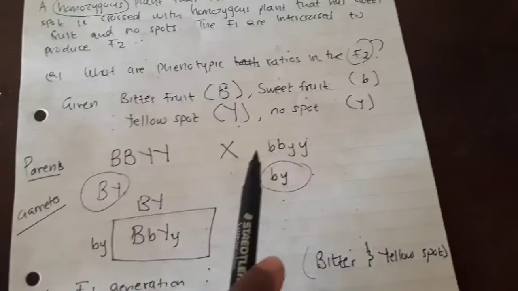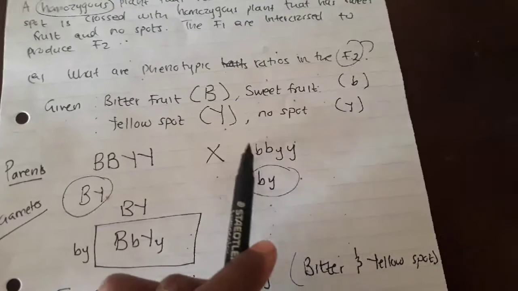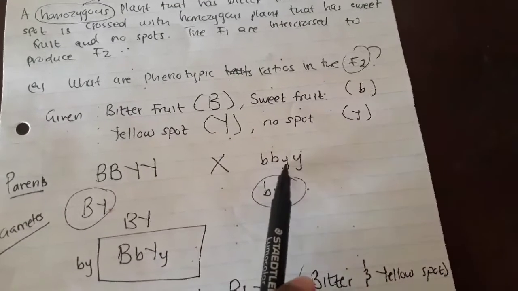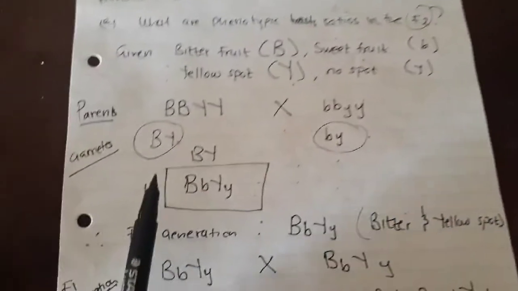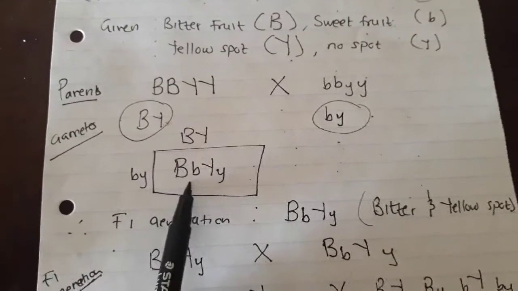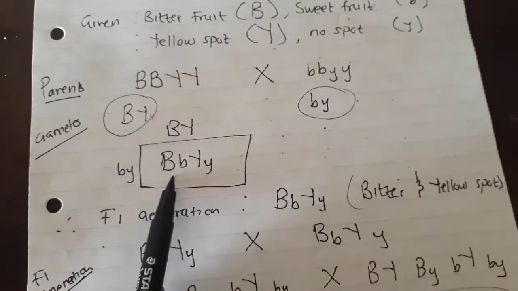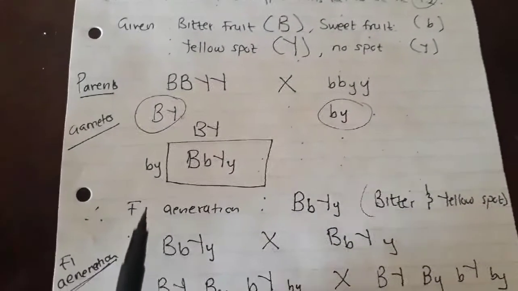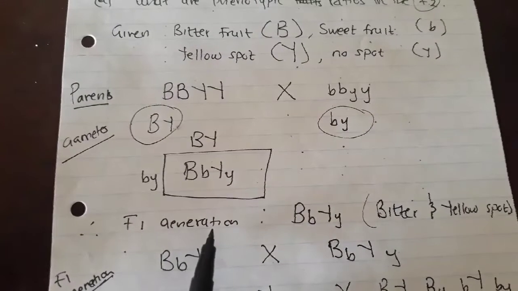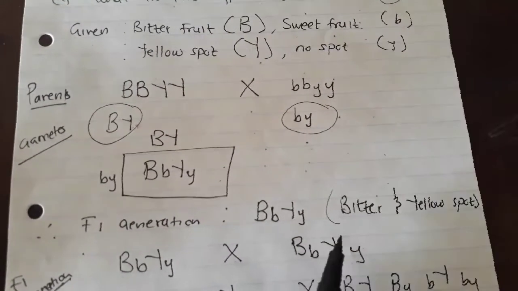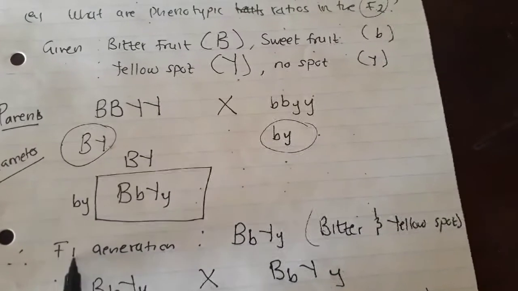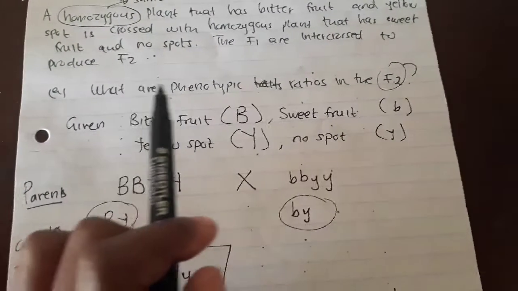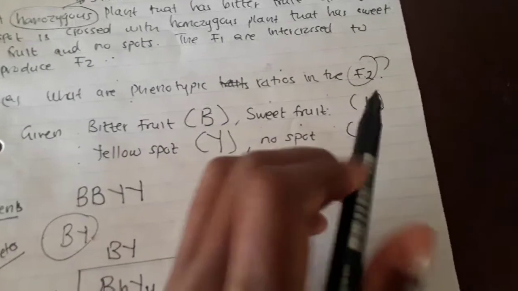Gametes for parent 1 will all be big letter BY. Then gametes for parent 2 will all be small letter by. So when we cross the two gametes from the parents, this is the genotype of the F1 generation that we get. And since we have dominant alleles, the phenotype will be bitter and yellow spotted fruit. So let's go back to the question. It says, what are the phenotypic ratios in the F2 generation?